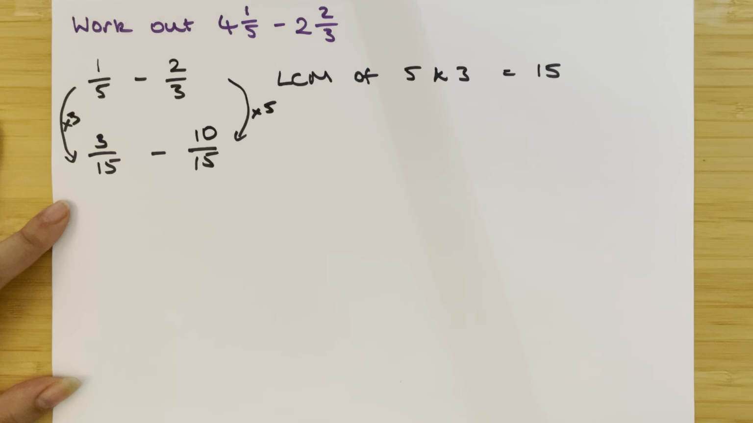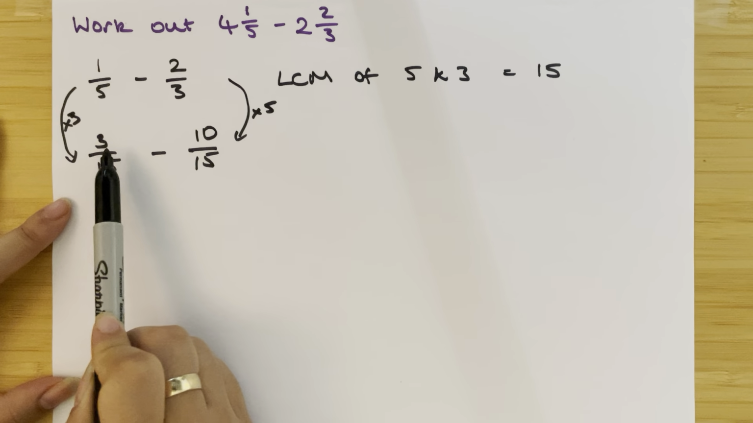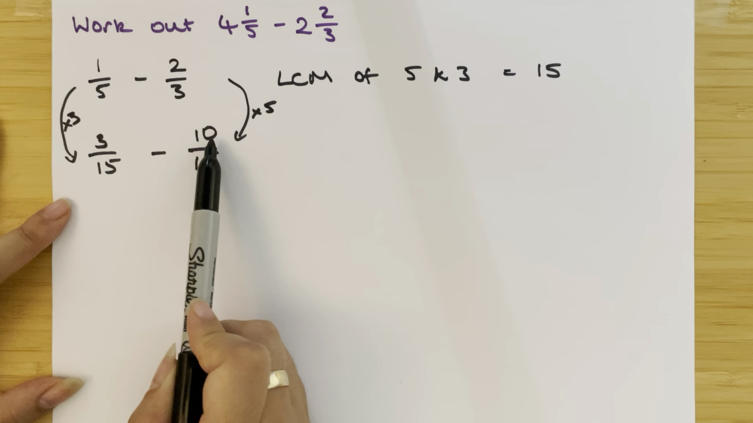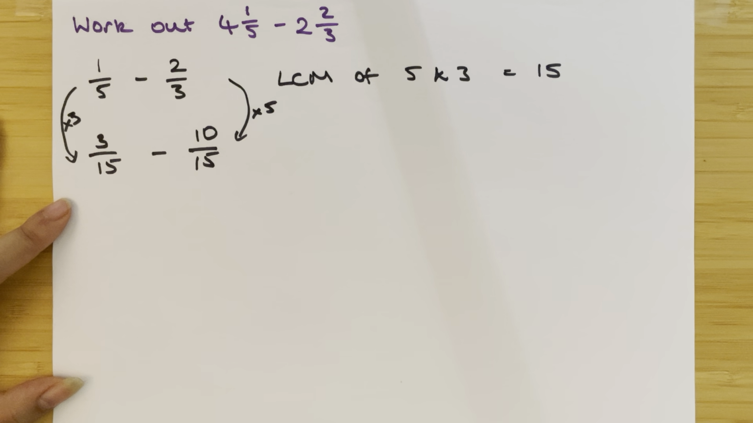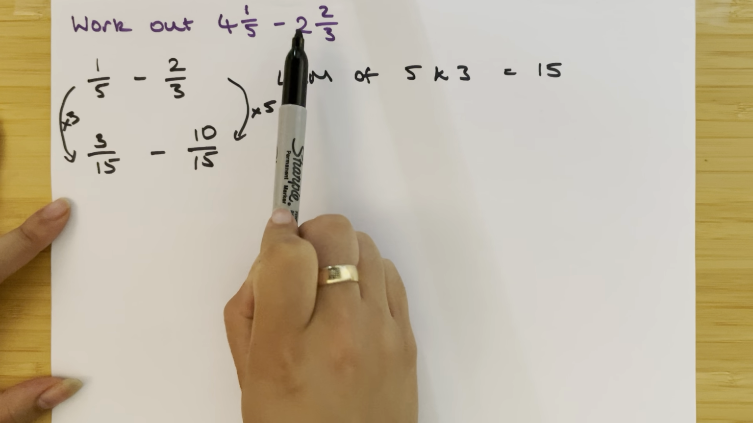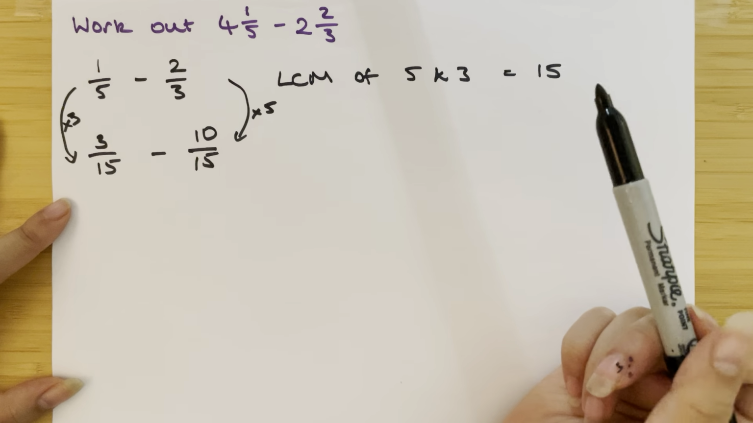Okay, at this stage, I would notice that this is smaller than this. So 3 take away 10 is going to be -7. And that's going to be a bit annoying actually, because it will be 4 take away 2 is 2, 2 take away 7/15. And then it gets a bit more complex.